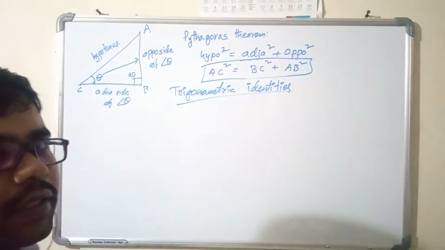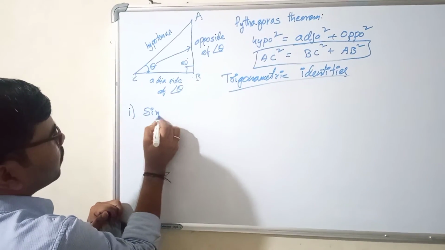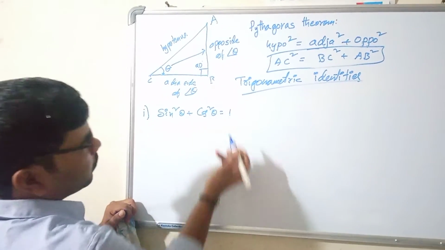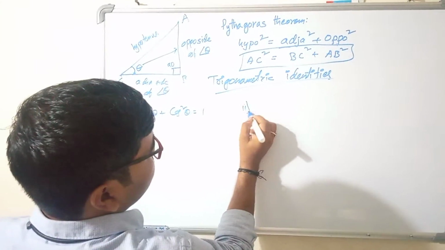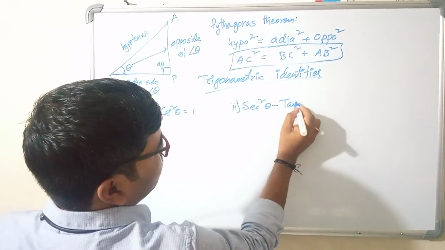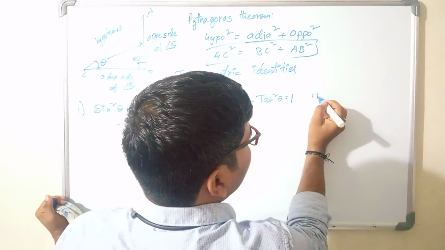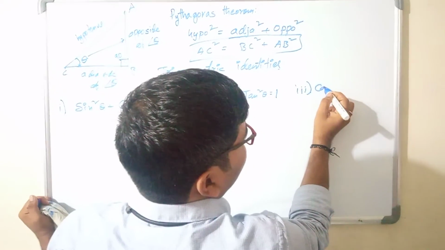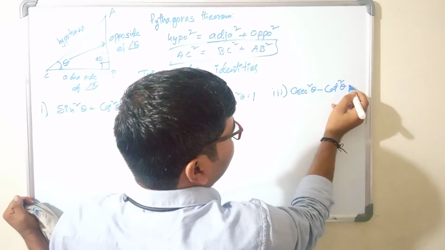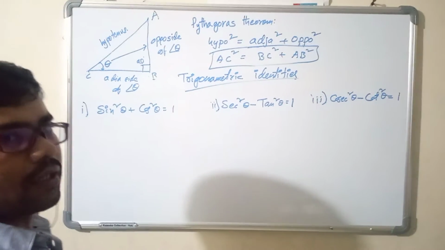In this we have three trigonometric identities. First one is sin square theta plus cos square theta is equal to 1. Second one is secant square theta minus tan square theta equal to 1. Third one is cosecant square theta minus cot square theta is equal to 1. These are all the three basic formulas in trigonometry.